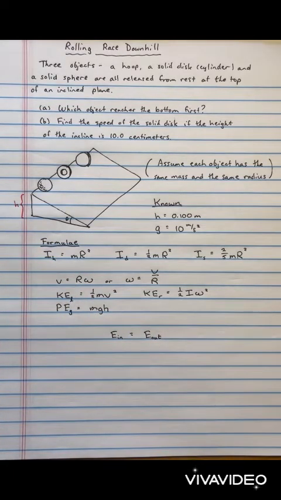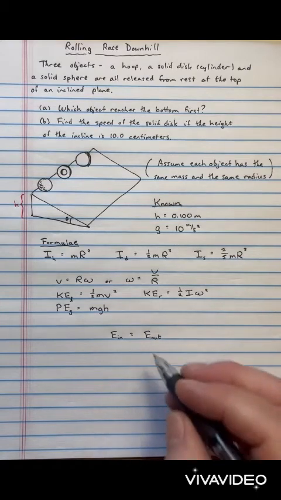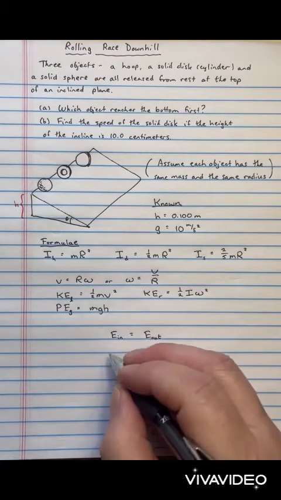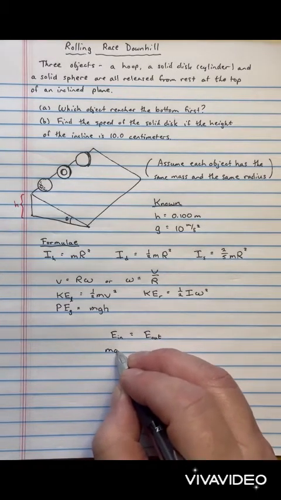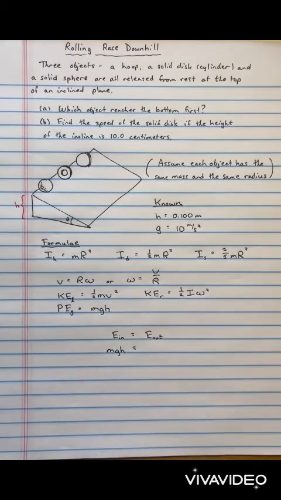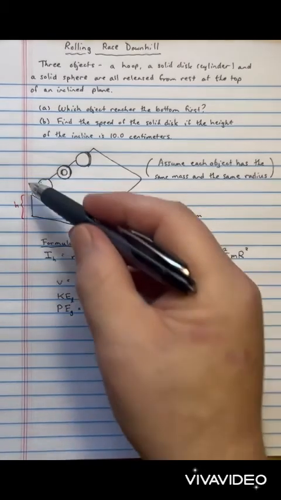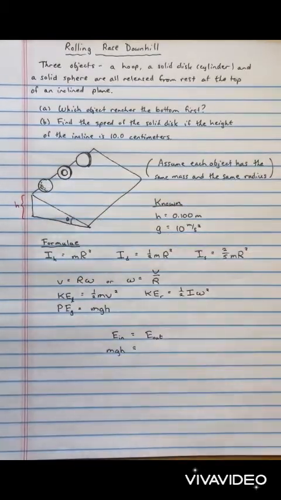Since they all have the same mass, I'll use the same symbols. The mass of the object will be m, the height is h, g for acceleration of gravity, as usual, and potential energy at the beginning is mgh. So we start off with that kind of energy. Now, when the object makes it to the bottom of the incline, it won't have any more potential energy. It's used all of its potential energy and turned it into kinetic.